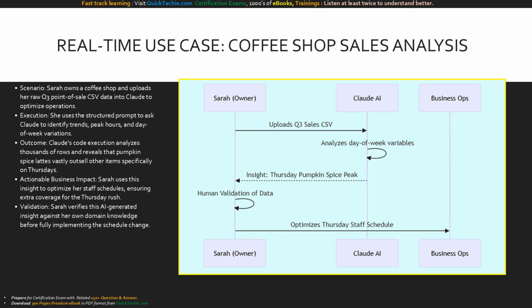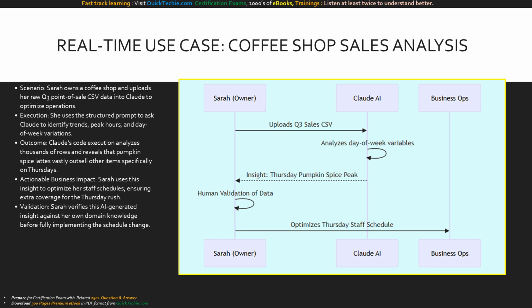Meet Sarah, a coffee shop owner. She has a massive, messy CSV export of her Q3 point-of-sale data. To optimize her business, she uploads it to Claude. Using our framework, she prompts Claude to identify trends, peak hours, and day-of-week variations. Claude executes Python code over thousands of transaction rows. The outcome: Claude uncovers a hidden pattern. Pumpkin spice lattes have a massive, disproportionate sales peak specifically on Thursdays. This is actionable business intelligence.